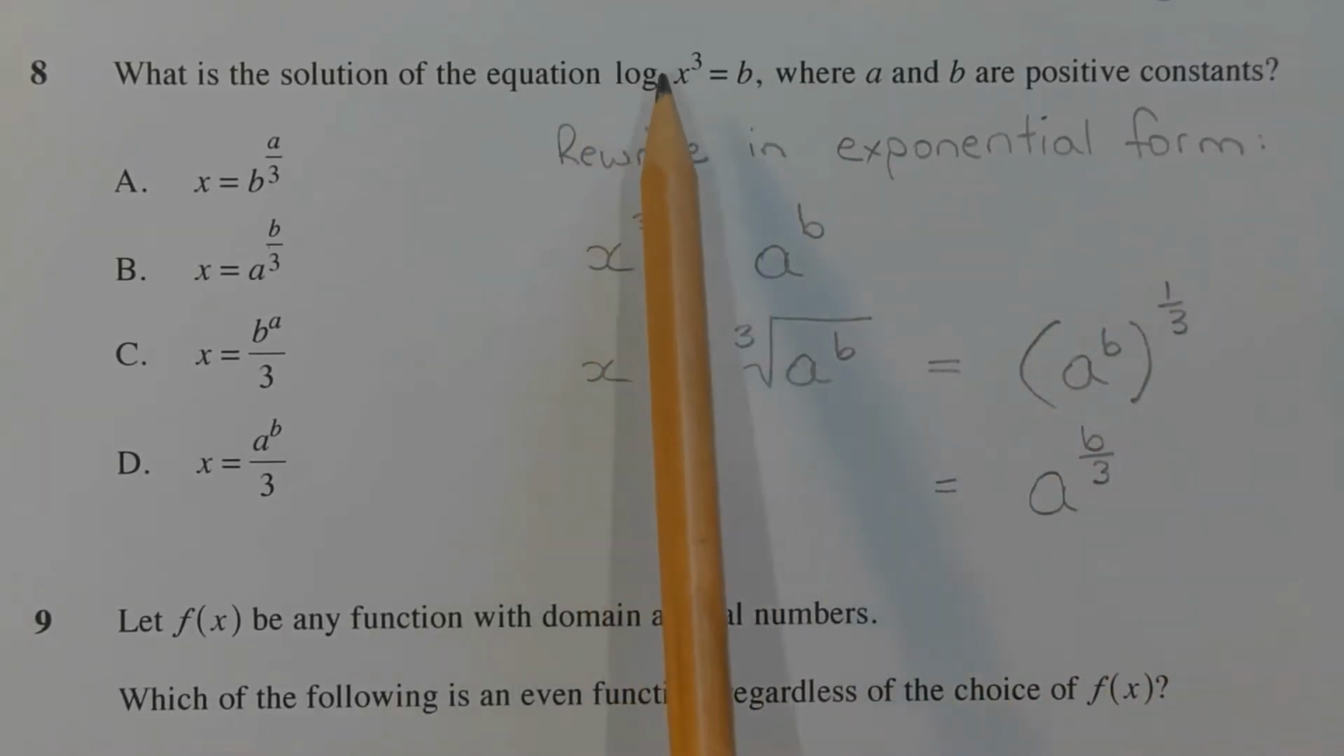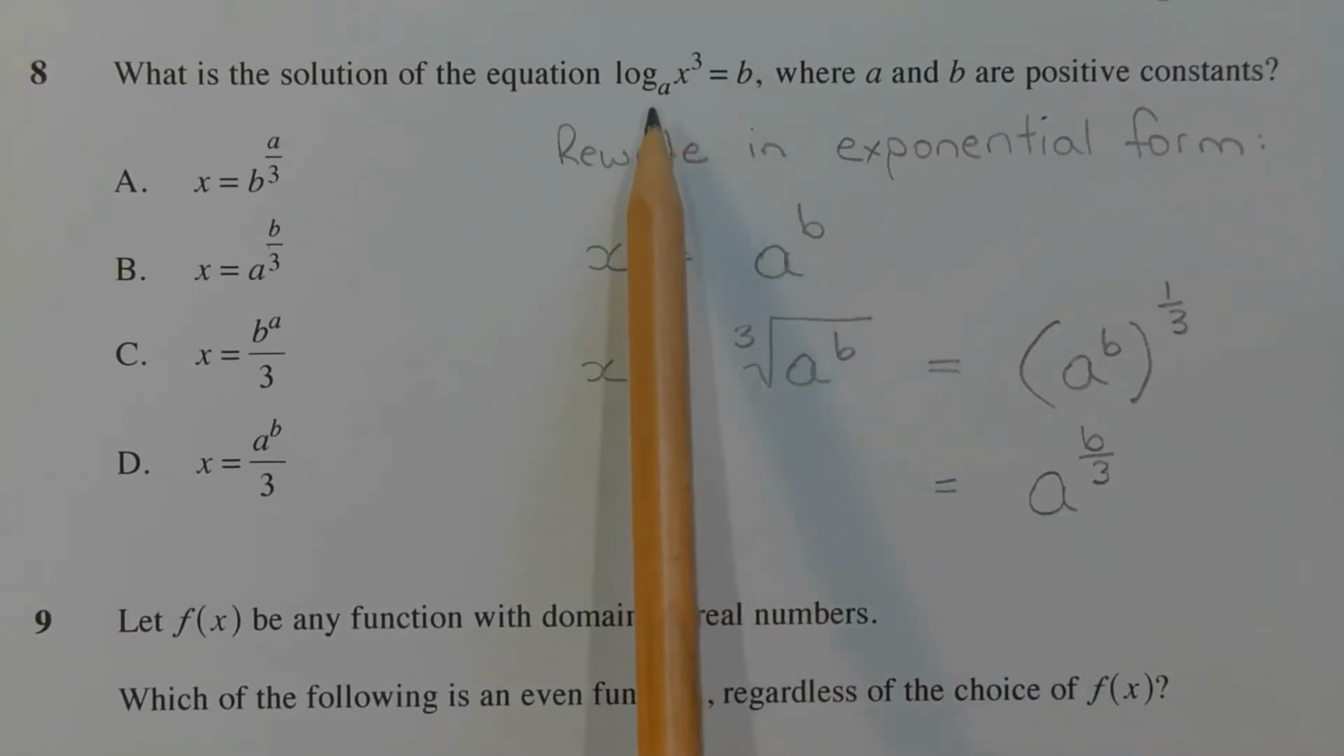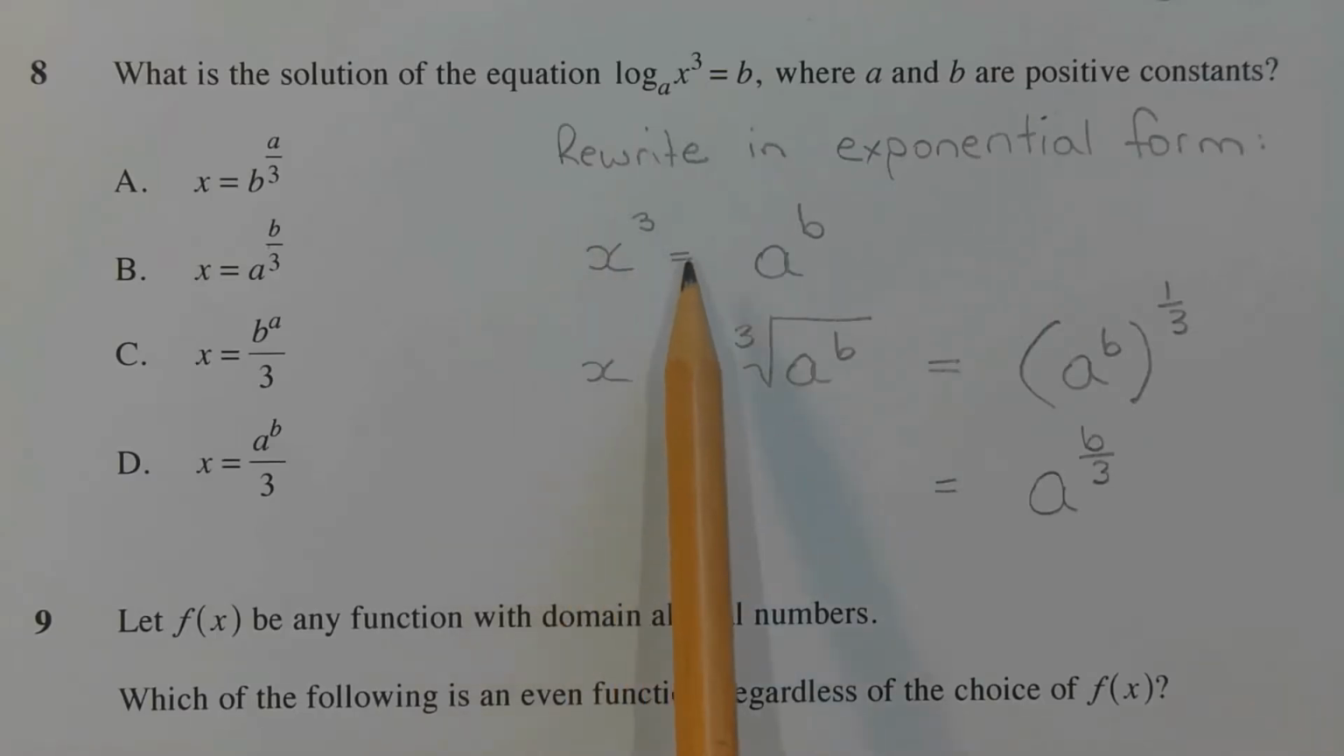So log base a of x to the power of 3 equals b can be rewritten as a to the power of b is equal to x cubed, or x cubed equals a to the power of b. Now to reverse this operation raising to the power of 3, or the cube operation, we take the cube root of both sides.